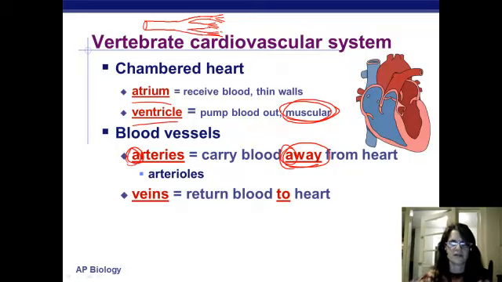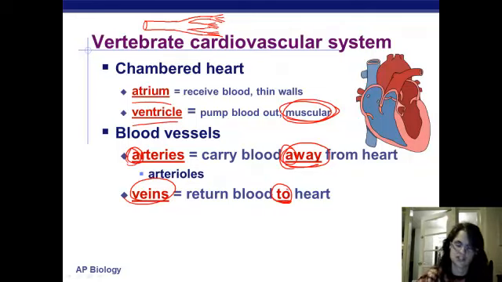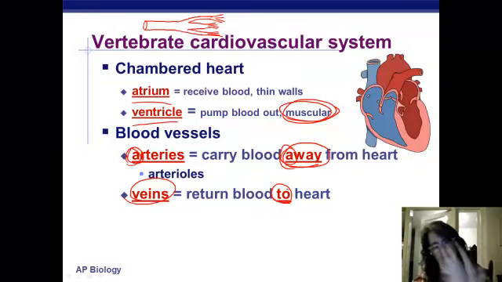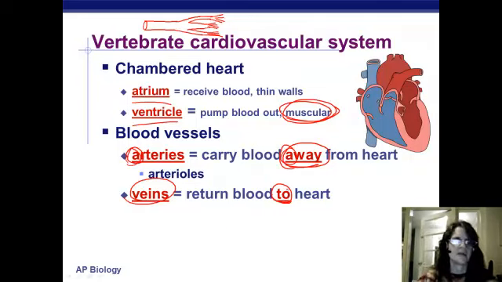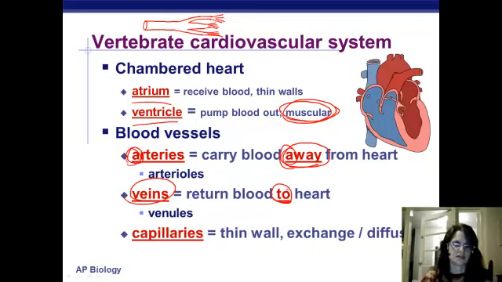Veins are blood vessels that are going to return blood to the heart, so veins are always carrying blood to the heart. Most of the time we will talk about deoxygenated blood, oxygen poor blood coming back to the heart, but again, not always. If the blood is coming back from the lungs, it will be quite oxygen rich. Venules are a little bit smaller than veins. Okay, and capillaries are the smallest of all.